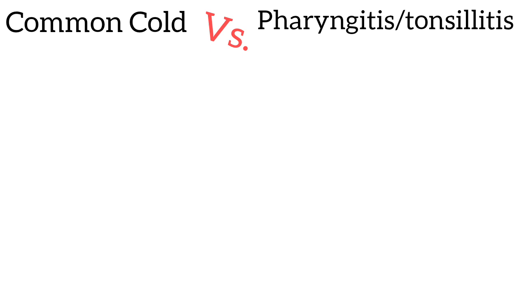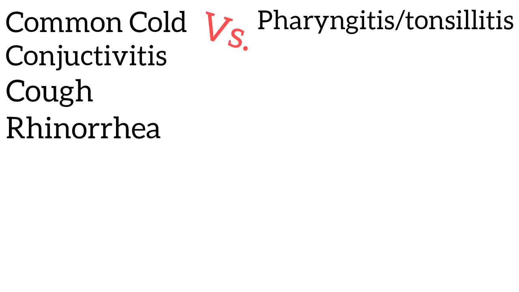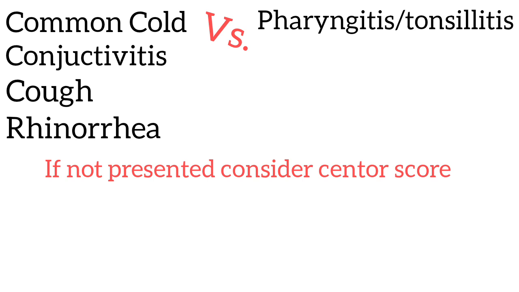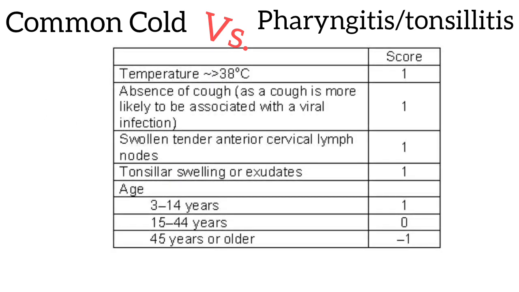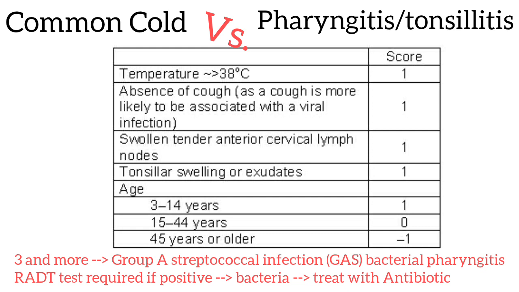So we need to check for symptoms that are suggestive of viral infection, for example, conjunctivitis, cough, rhinorrhea, hoarseness. If they are not present, we can consider the Centor score. This is the Centor score, and usually we see if there's a temperature, if there's absence of cough, swollen tender anterior cervical lymph nodes, tonsillar swelling, and so on. This indicates a bacterial infection. Having a score of 3 or more is suggestive of GAS pharyngitis, so they need to perform the rapid antigen determination testing. So if it's positive, then we need to treat with antibiotic.